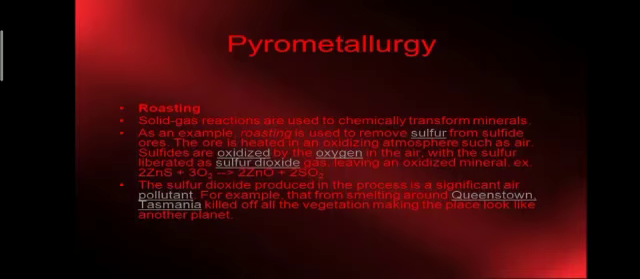The first one is roasting. It is also called red hot. It is the process in which the concentrated ore is heated, either alone or with some other materials, in excess of air in a furnace. Solid-gas reactions are used to chemically transform minerals. As an example, roasting is used to remove sulfur from sulfide ores.